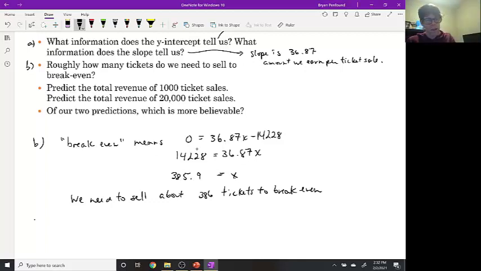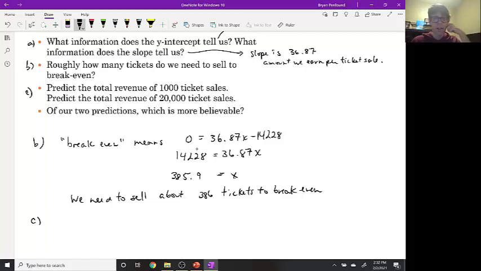Okay, so around 386 tickets, I would expect really not to see that much of a profit on this particular show. But as soon as I start to sell more than 386, now I'm going to start to see revenue coming in. Right? I'm going to start to have cash left over in my pocket. But up until 386, we're kind of running at a deficit, essentially.